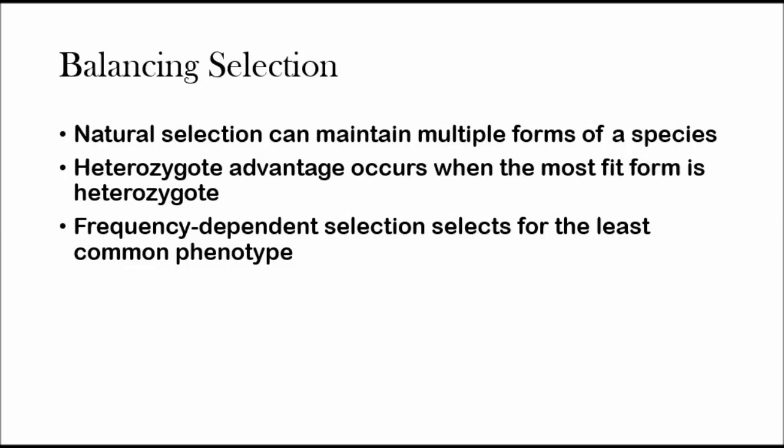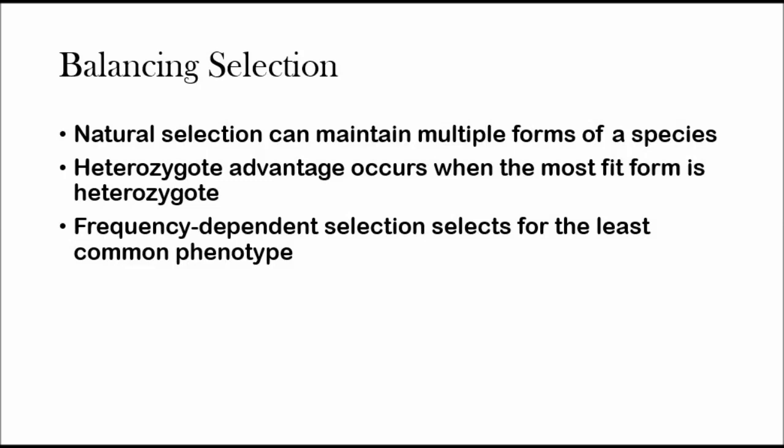The second type is frequency-dependent selection, which selects for the least common phenotype. So frequency-dependent selection always keeps genetic variation too. That means frequency-dependent selection is when too much of a phenotype presents itself, and natural selection will bring it back down. Let me give you an example.